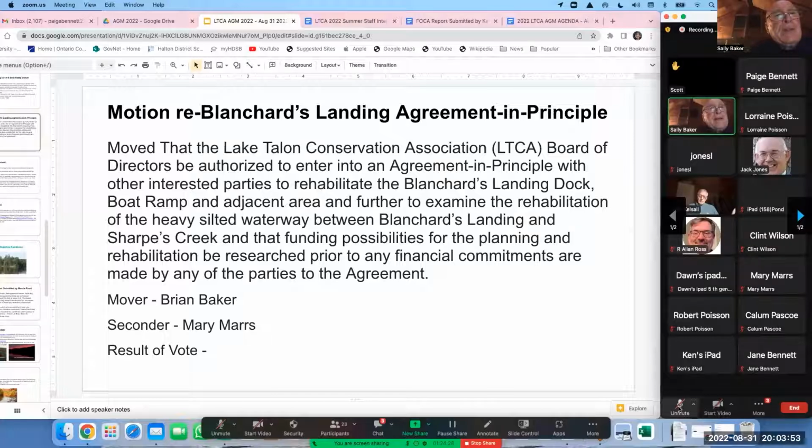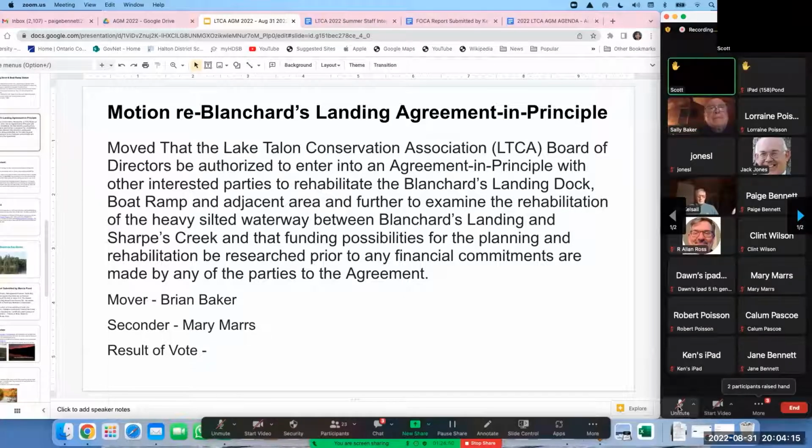LTCA is already signed on. Ontario Parks is doing their thing. We need the townships to give it their blessing and participate. And when you have everybody going to the MP and the MPP, I think it holds a lot more validity, and that's what I think we should do.